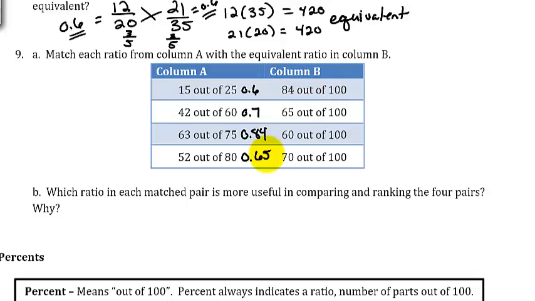So now hopefully you can see the relationship, and so 0.6 is the same as 60 out of 100, and 0.7 is the same as 70 out of 100, and 0.84 is the same as 84 out of 100, and 0.65 is the same as 65 out of 100.